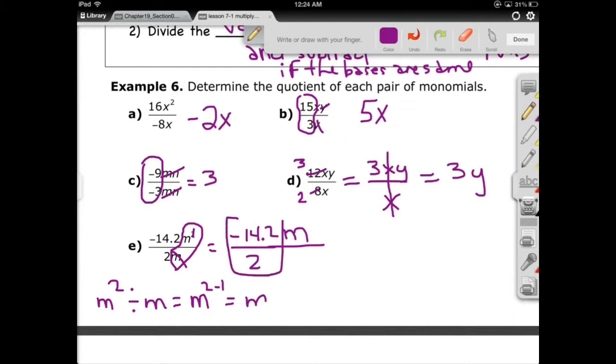Then I can look at this. What's half of 14? Well, that's 7. What's half of 0.2? 0.1. So I figured out what that is, and then I've got the variable m. Okay, so I went through that pretty quick. That's the traditional technique, where I messed with the coefficients first, and then I went after the variables and used the exponent rule, where I subtracted what the powers were.